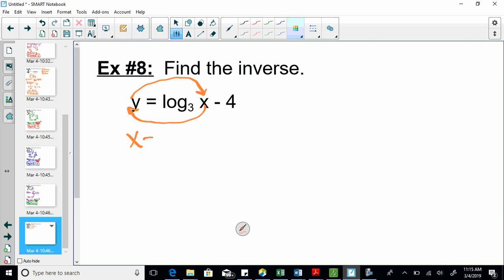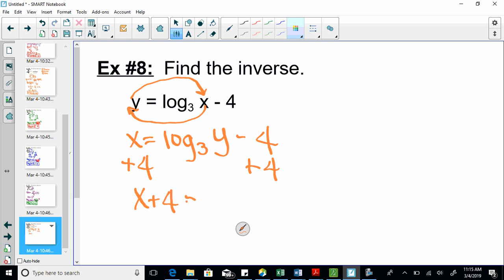So we have x equals log of base 3 of y minus 4. And of course, now we go ahead and solve for y. So we cannot get rid of log yet. We have to get rid of that 4 first. So we're going to add 4 to both sides. So we have x plus 4 equals log of base 3 of y.